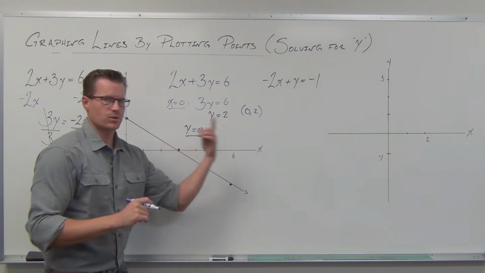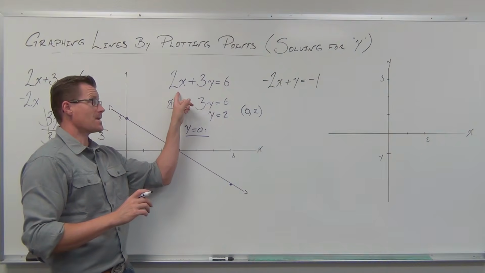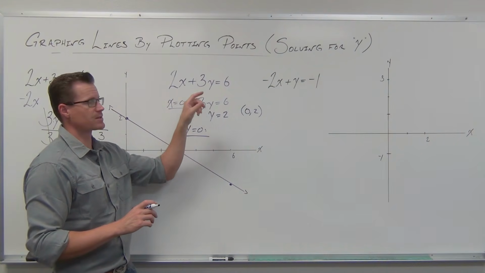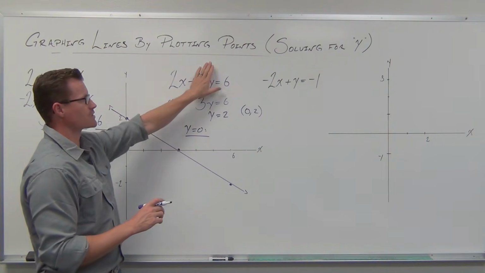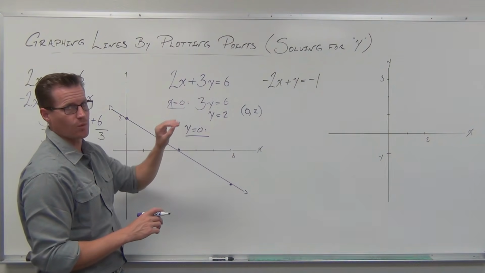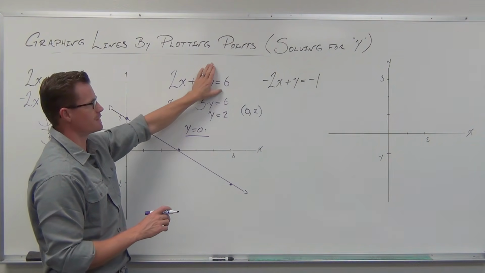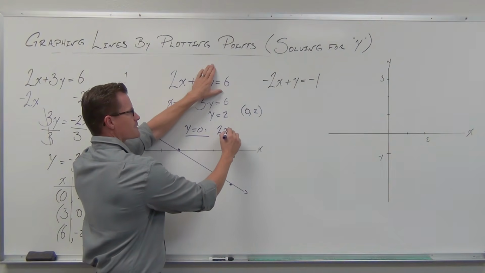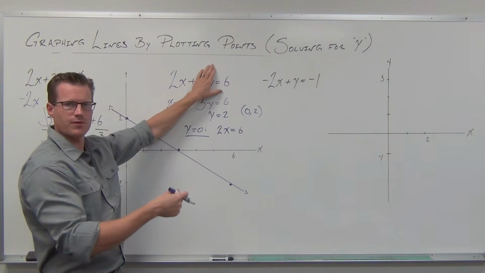If you plug in y equals 0, that remains, but 3 times 0 is 0. So essentially, that term is gone. 3y, well, y times 0, or 3 times 0, that's 0. We'd be left with 2x equals 6. Solve that one.